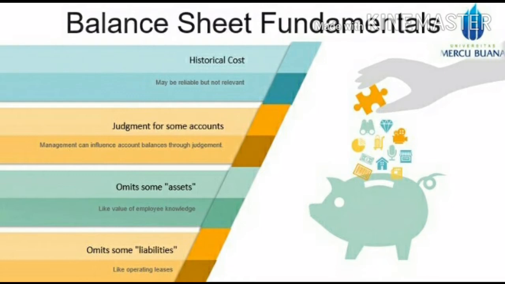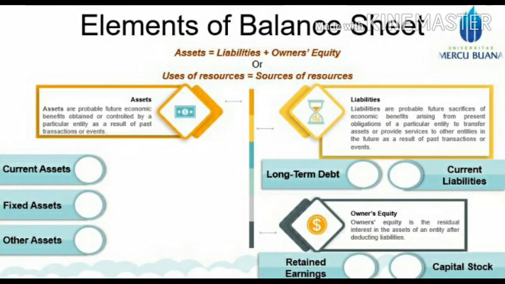What is omit some assets? Like value of employee knowledge. And what is omit some liabilities? Like operating leases. And next slide is elements of balance sheet. There are assets equal liabilities plus owner's equity, or uses of resources equal source of resources.